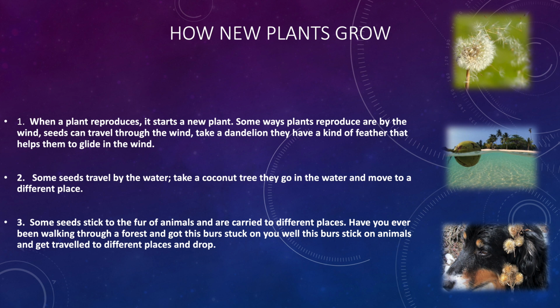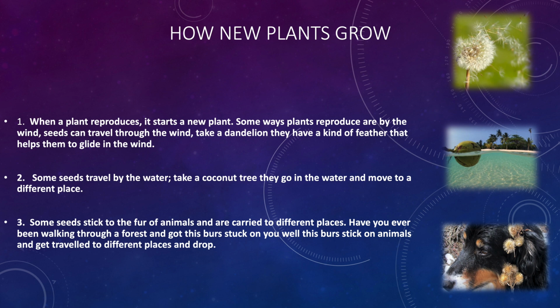How new plants grow. When a plant reproduces, it starts a new plant. Some ways plants reproduce are by the wind. Seeds can travel through the wind. Take a dandelion, for example. They have a kind of feather that helps them to glide in the wind. Some seeds travel by the water. Take a coconut. They grow on a coconut tree, of course, and they go in the water and move to a different place.